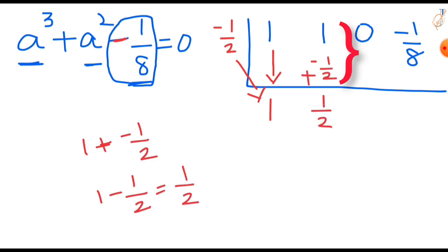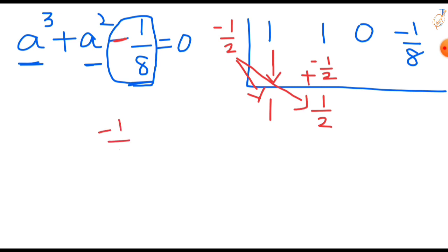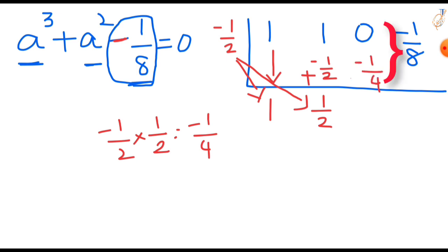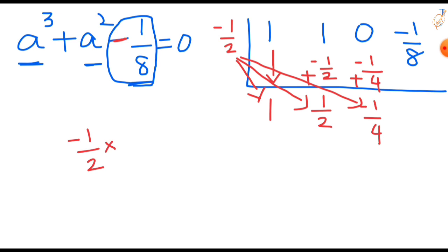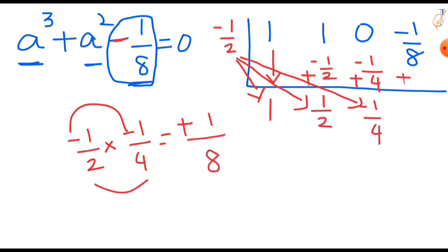And again do multiplication diagonally. Minus 1 by 2 times 1 by 2 will get minus 1 by 4. So write it here, minus 1 by 4. After adding, you will get 0 minus 1 by 4, which is minus 1 by 4 only. Then do multiplication diagonally. Minus 1 by 2 times minus 1 by 4: minus times minus is plus, 1 times 1 is 1 in the numerator, then denominator 4 times 2 is 8. So you will get plus 1 by 8. Here minus 1 by 8 and here plus 1 by 8. After adding, you will get 0.